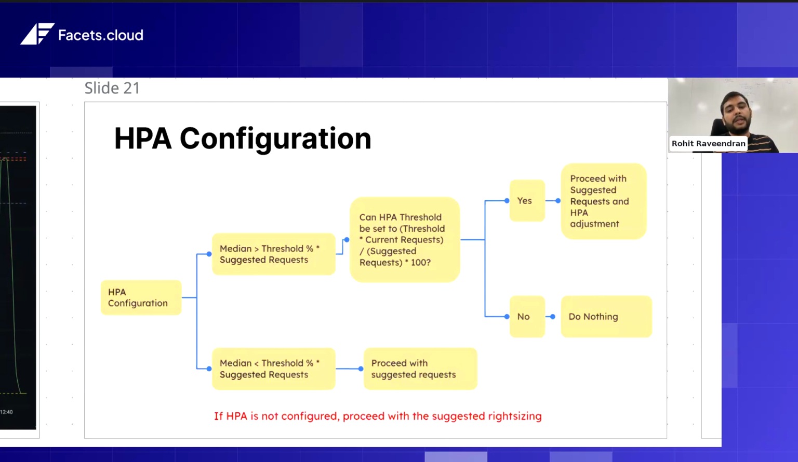If the median is less than the absolute number, you don't have to worry about anything, you can proceed. And also, if HPA is not configured, you don't need to have this consideration at all. So you come up with a suggested number, then you revalidate your HPA configuration to make sure that you wouldn't cause your application to infinitely scale up.